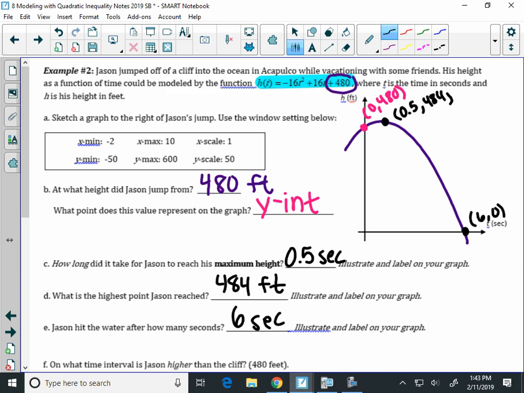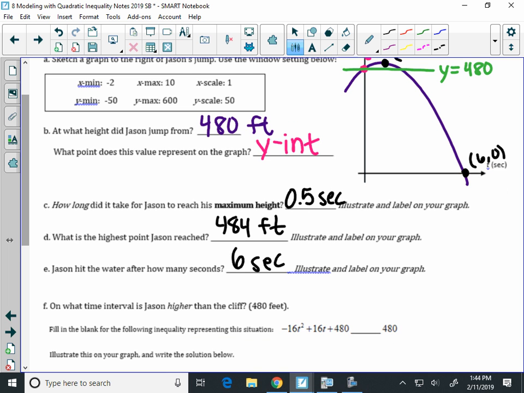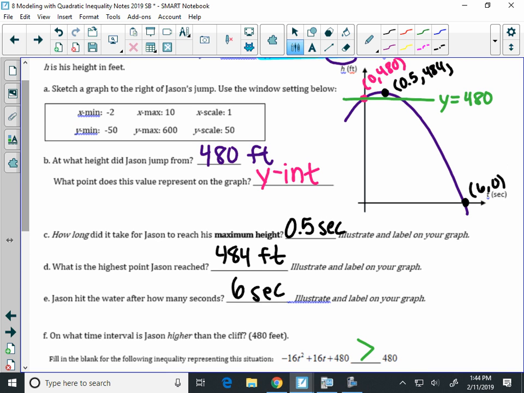Now I'm going to have to do some scrolling here so that we can see the whole thing. But our question is, on what time interval is Jason's height higher than the cliff? Now the cliff here we said was 480 feet. So we want to figure out how long is Jason higher than 480 feet? And what symbol would we put in that inequality to be higher than 480? Greater than. So we already graphed it on there. We need to write an inequality.